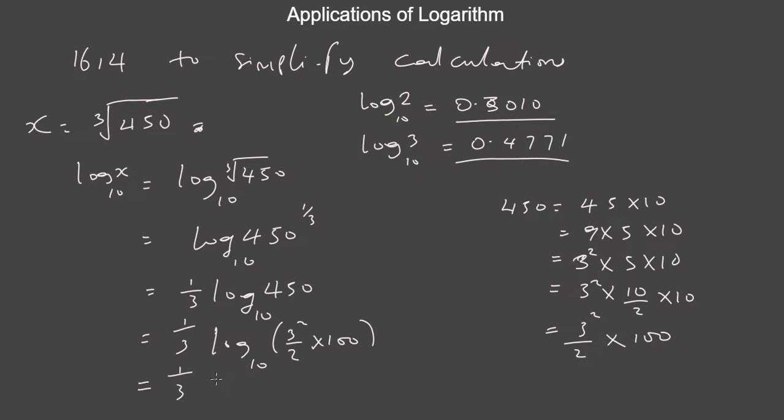Spreading out means we take log of 3 raised to the power 2 to base 10, and since it's divided by 2, that means minus log 2 to base 10. Sorry, this is to base 10. Then plus log 100 to base 10. So I'm going to go to the next page.